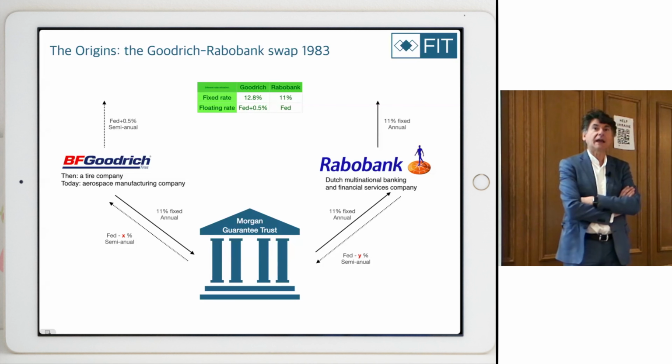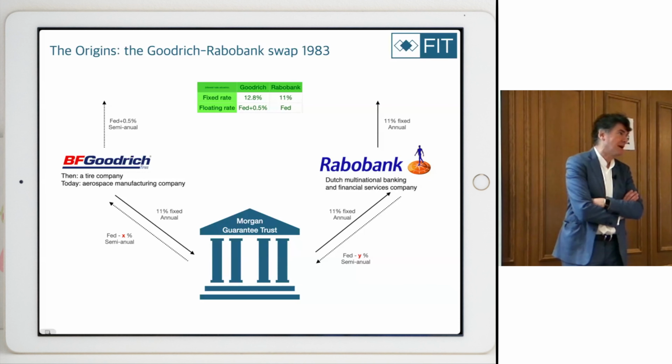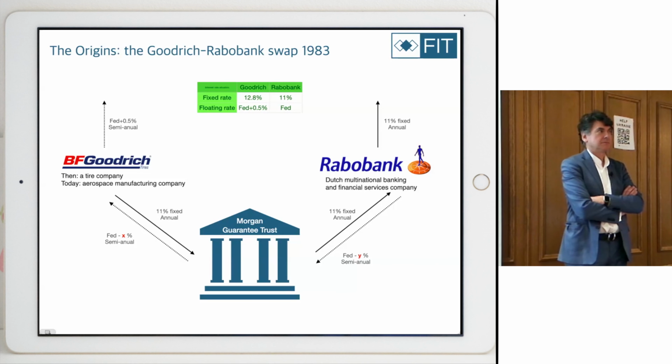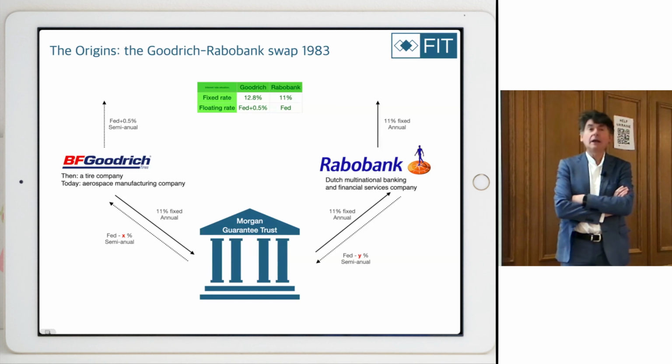Because if rates go down, what happens? Goodrich is going to pay you money. And that's when you worry that they don't pay. You don't worry that someone doesn't pay when you have to pay them. Right? You worry when someone has to pay you and they don't. All right, so for that to happen, rates have to go down.